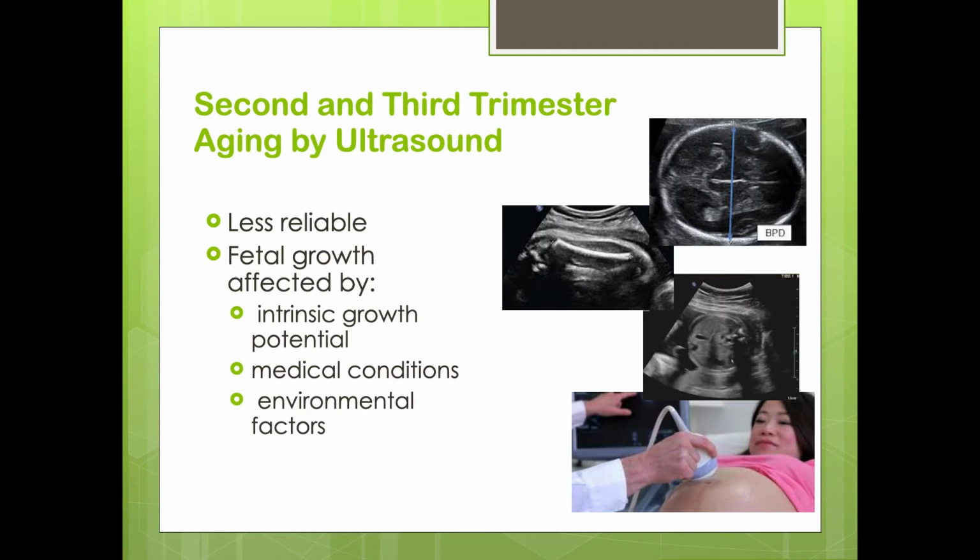During the second and third trimester, using this to age the fetus would be less reliable since fetal growth may be affected already by the intrinsic growth potential. Also, there may be other medical conditions and environmental factors that may affect the growth, causing it to either get much bigger or inhibit growth.